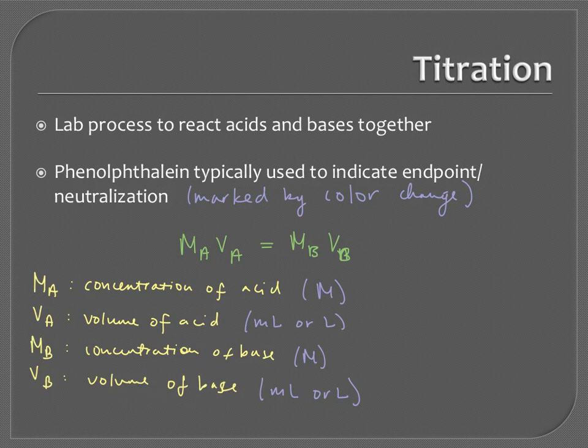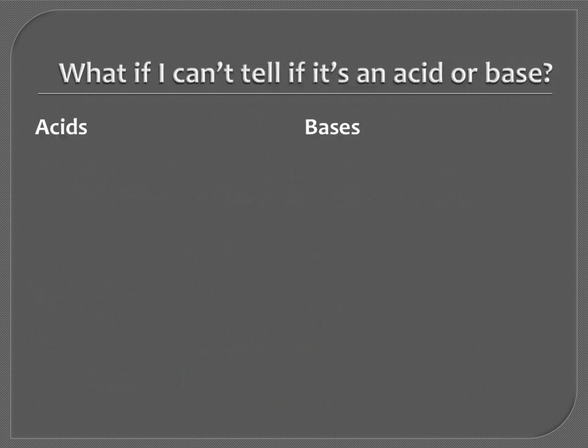Problems you'll see are pretty much plug and chug. You look at the question, list down what you're given, plug it in, and solve for the missing value. These problems will always give you three values, and you solve for the fourth missing one. Now, a common question I've heard throughout this unit is, I don't know which one's the acid or which is the base. So what if you can't tell? Here are some tips. For acids, I want you to check Table K. And for bases, you're going to check Table L.